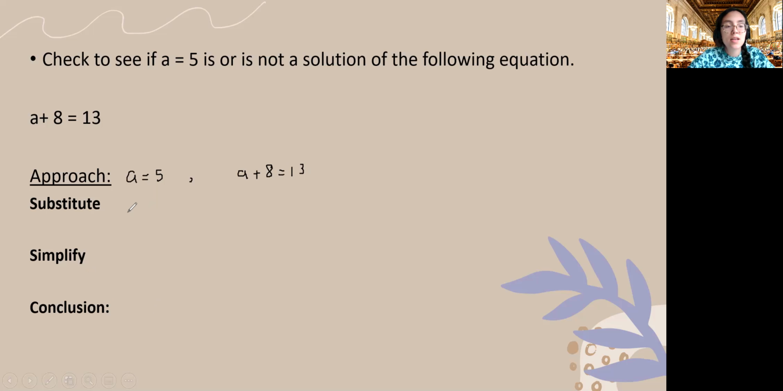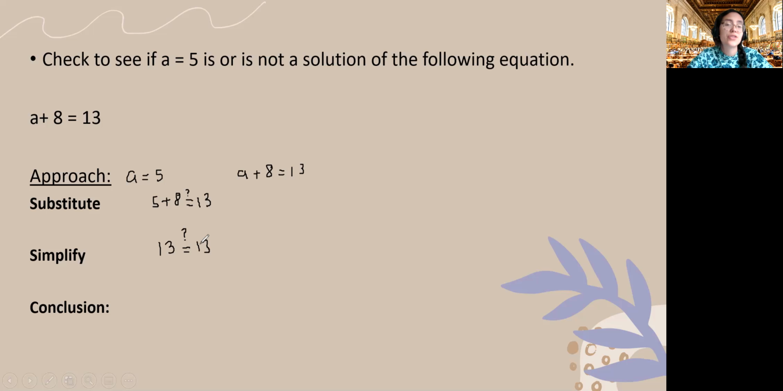So let's begin. We have a plus 8, so I'm going to write 5 plus 8, is that equal to 13? So 5 plus 8 will give me 13, and we want to know, is 13 equal to 13?